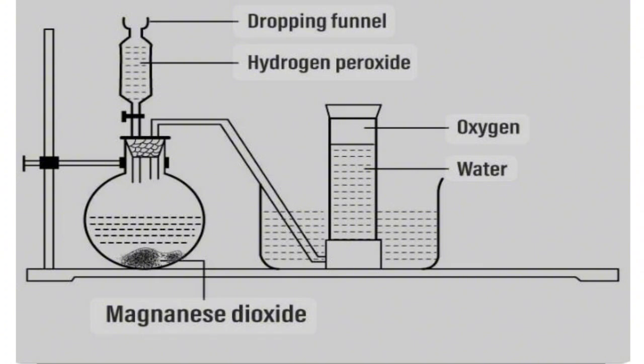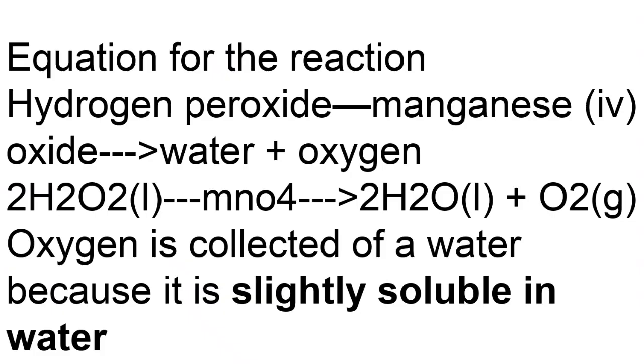Now, what is a catalyst? A catalyst is a substance that alters the rate of a chemical reaction but remains chemically unchanged at the end of the reaction. So, below is a diagram for the preparation of oxygen in the laboratory using hydrogen peroxide catalyzed by manganese(IV) oxide. Equation for the reaction.